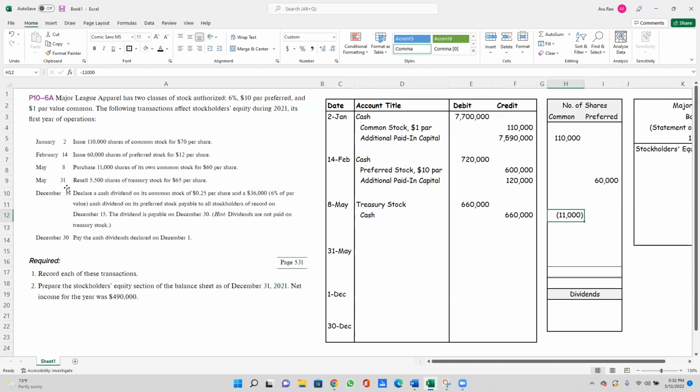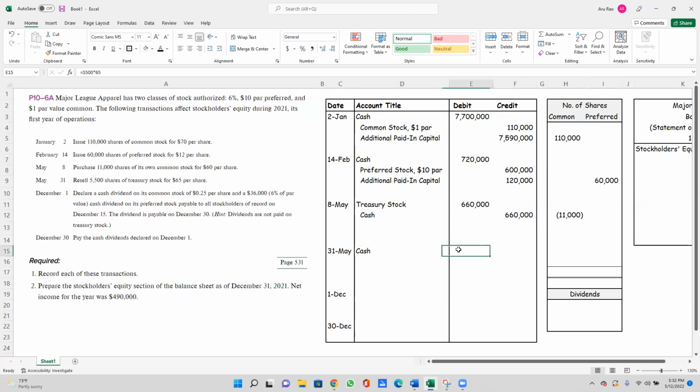On May 31st, we decided that of the 11,000 shares that we bought back, we're going to sell 5,500. We're going to sell these for $65 per share. That's the market price of the shares. We bought it at 60. We're going to sell it at 65. So let's see what happens over here.